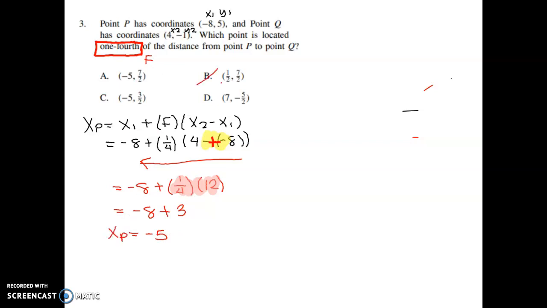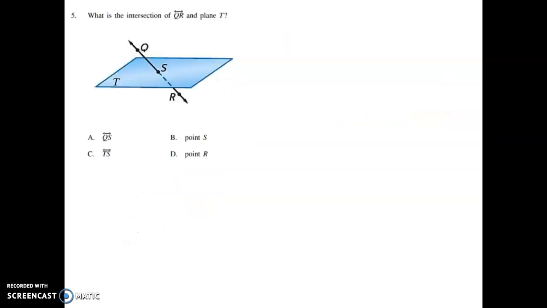So I can automatically eliminate these two. So in order to find my y, I'm going to have to do the exact same thing. So I have y1 plus my fraction, y2 minus y1. I want you to pause this video right now and work out your y. When you are done, go check it with either Mr. Wrench or the sub. And then we will be moving on.